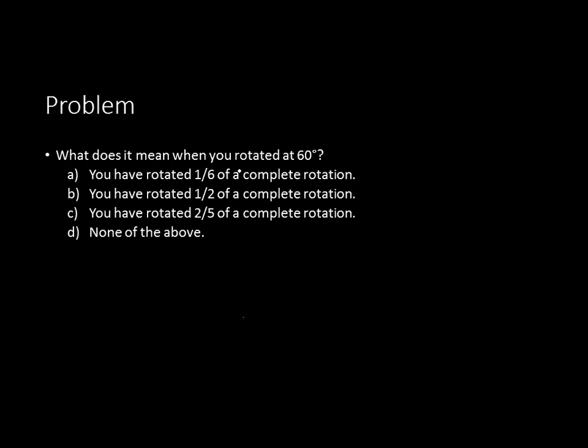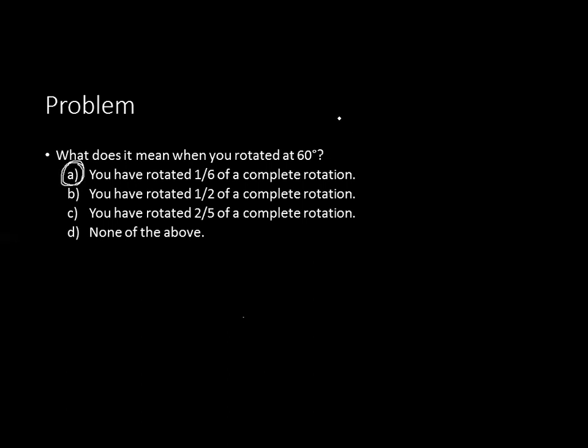What does it mean when you rotate it at 60 degrees? A, you have rotated 1/6 of a complete rotation. B, you have rotated 1/2 of a complete rotation. C, you have rotated 2/5 of a complete rotation. Or D, none of the above. So the answer here is A.